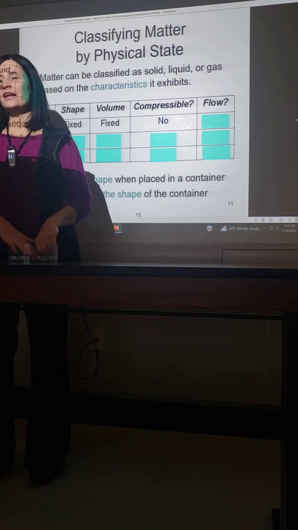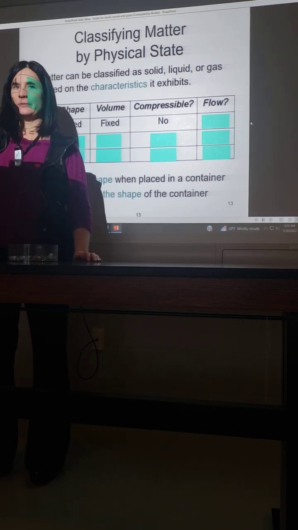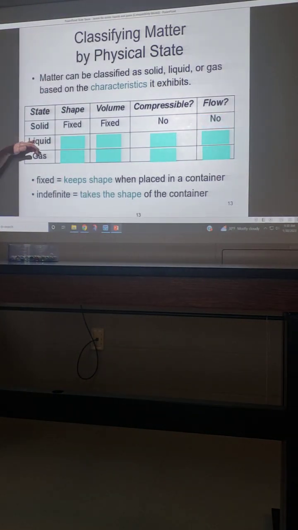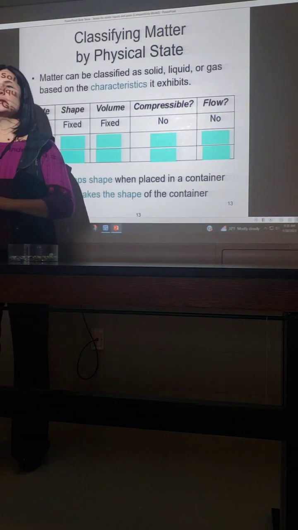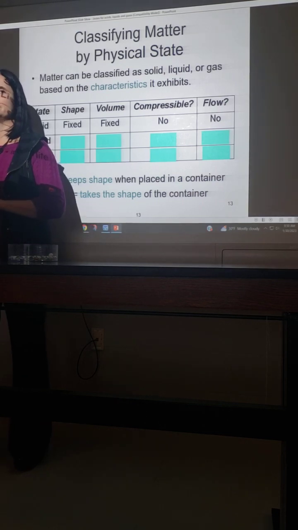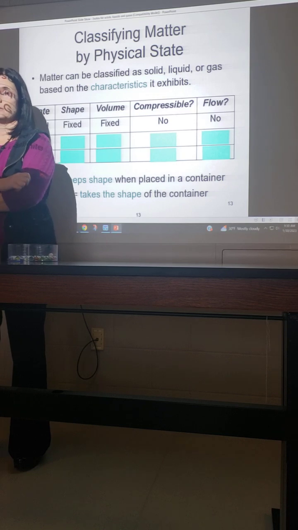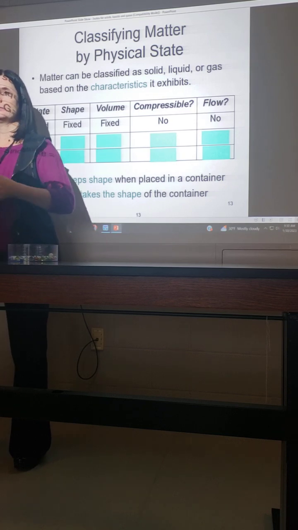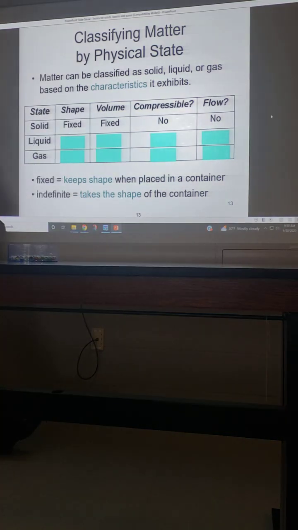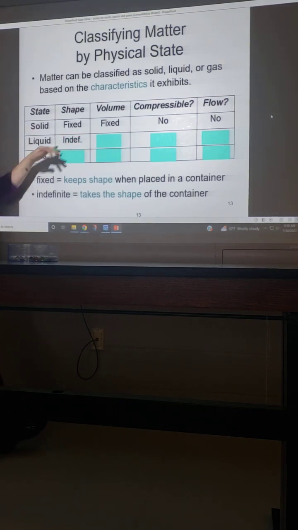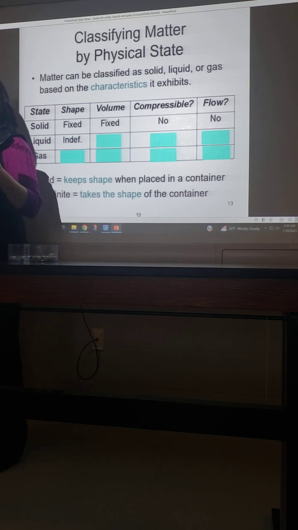Is a solid able to flow? Can I pick this up and pour it? No. Good. All right, liquids. Is a liquid gonna have a fixed shape? Or is it gonna take the shape of its container? The shape of its container. Yeah. All the way. Garrett is awake and ready for science this morning. Good. It is indefinite. Whatever the shape of the container is, that's the shape of the liquid.